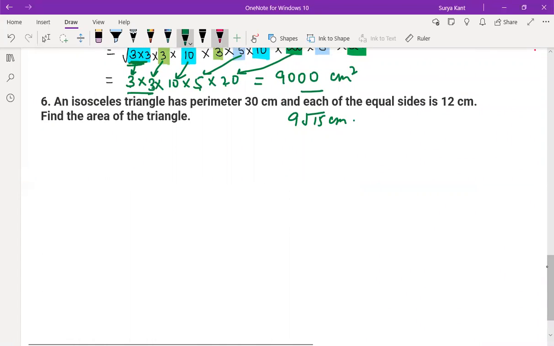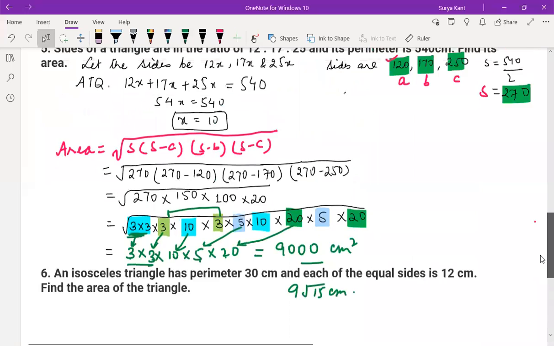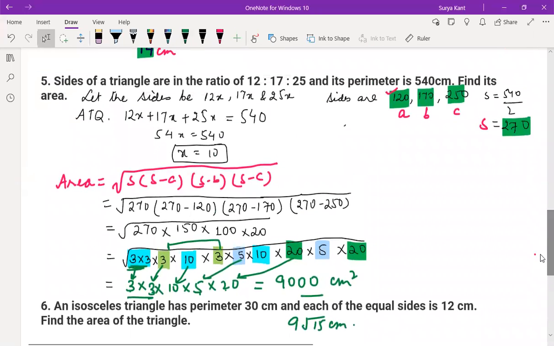Sir, could you once go up, sir? I just want to clarify the fifth problem. Okay, sir. Done, sir.